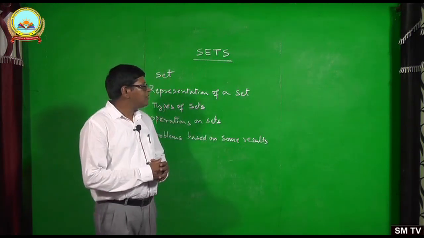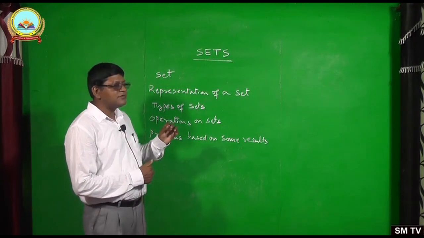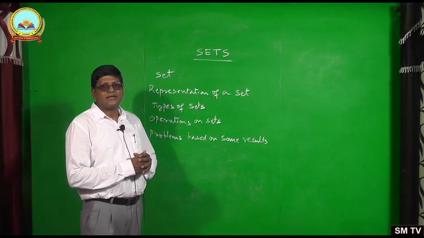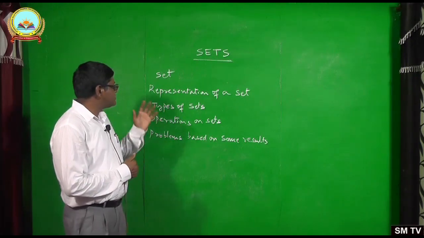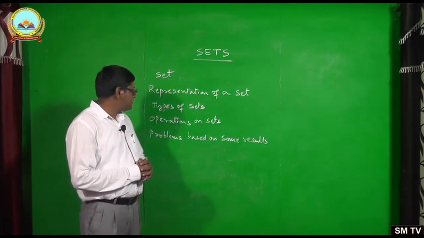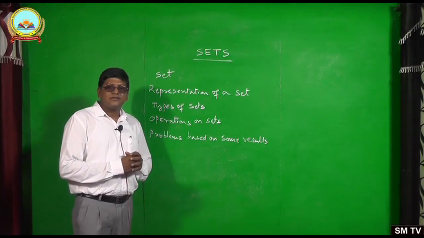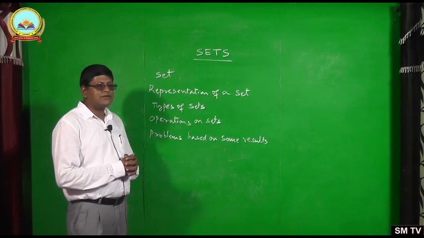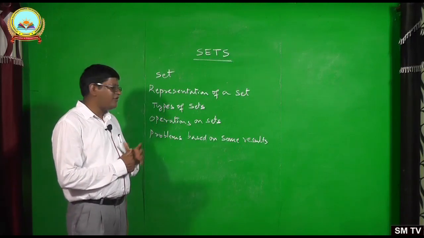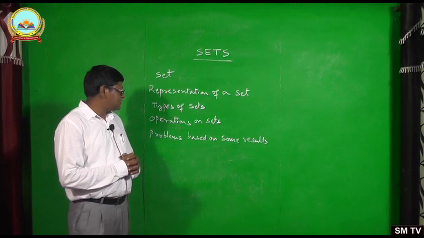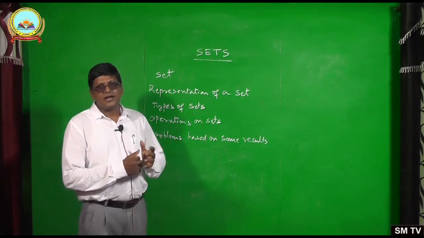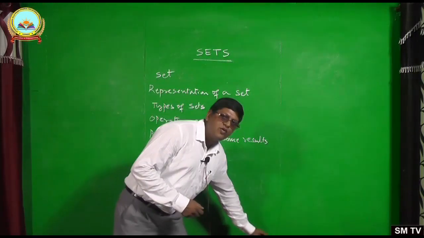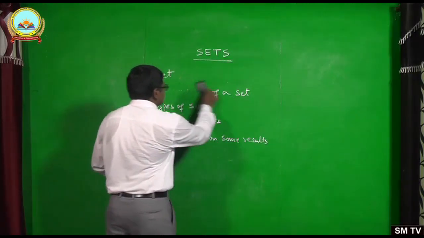In this chapter, we are going to discuss these things. First, what is a set. Next, how we can represent a set, and we are going to discuss different types of sets. After that, we are going to discuss operations on sets. And finally, we are going to discuss some problems based on some standard results. Okay. First, let us see what is a set.